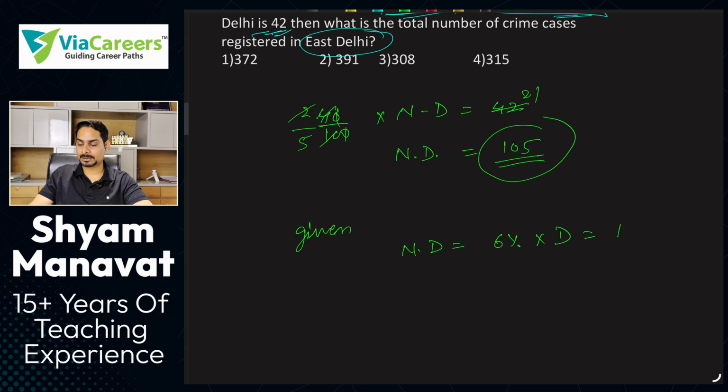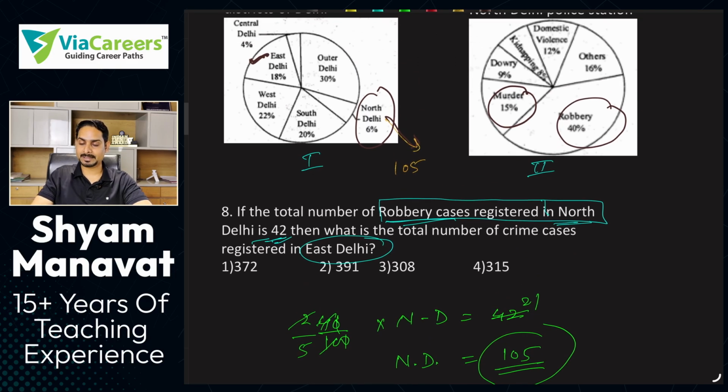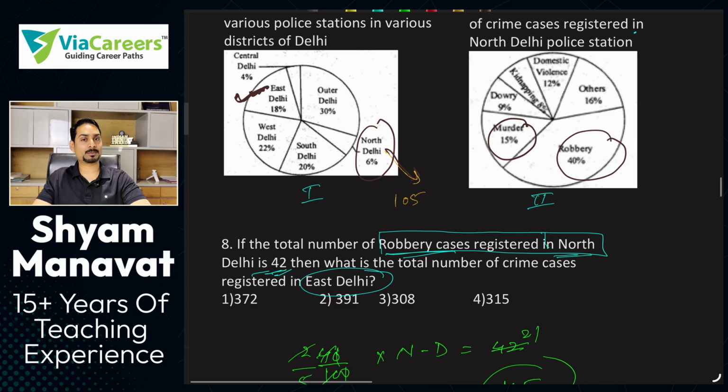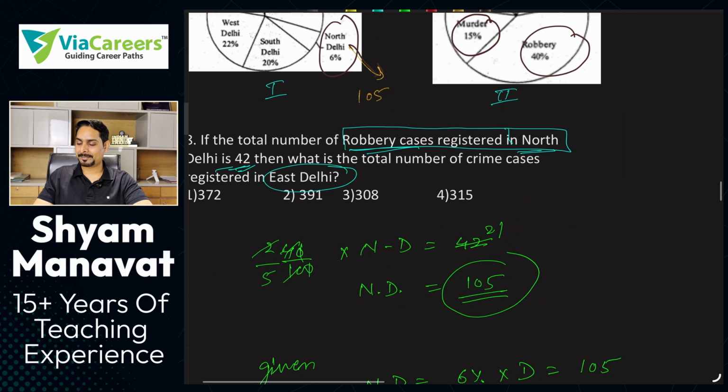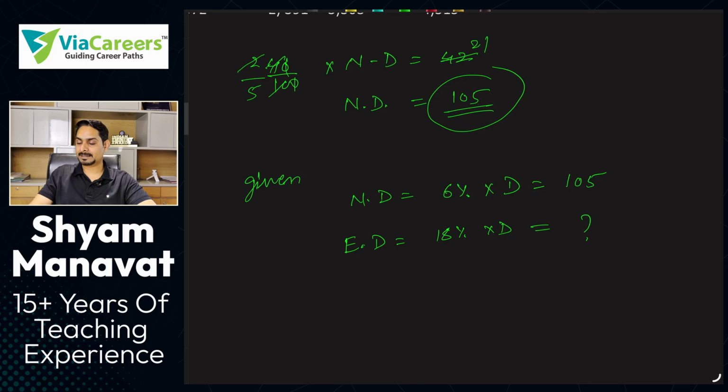As per our calculation, we got this to be 105. We need to find out for East Delhi. Now, East Delhi is here 18% of the entire Delhi cases, and this is what we need to find out. Do you agree? Yes. Here you can see from chart 1, right? So, if you see here, this is 6%, this is 18%.